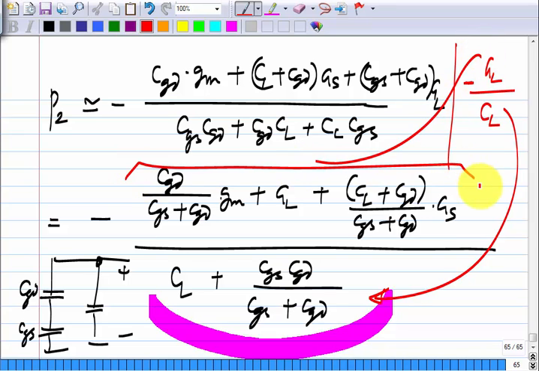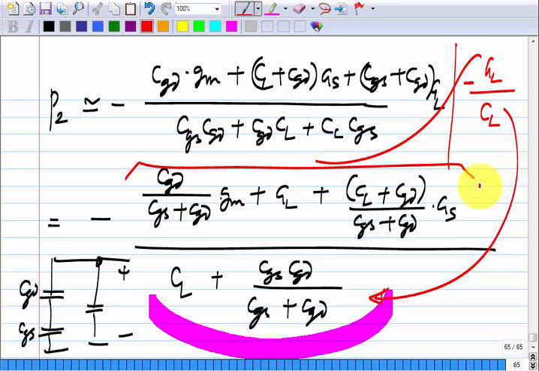So what is that? Which is the most significant term here in the numerator? Which is most likely to be? GM, right? What are the relative values of GM compared to GS or GL? GM will be more. It's an amplifier. So if you neglect the most significant term, then obviously you will get the wrong answer.